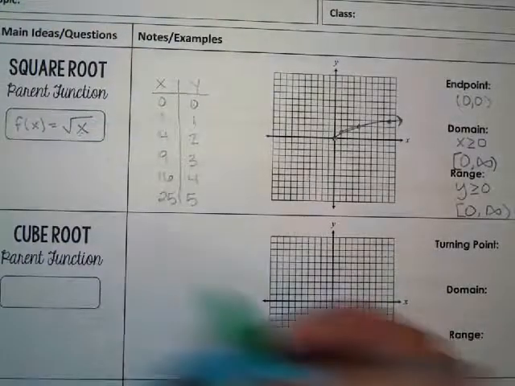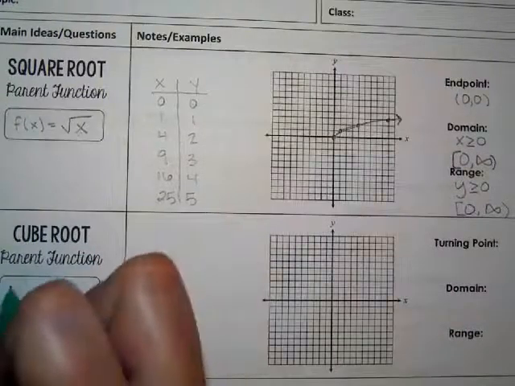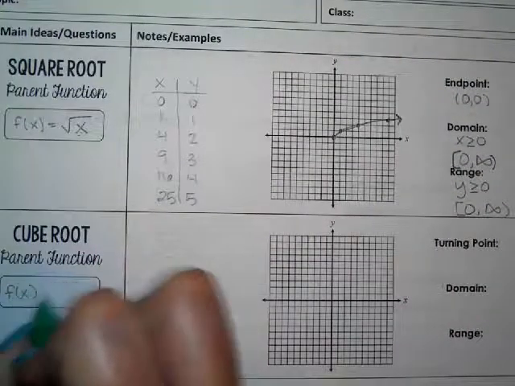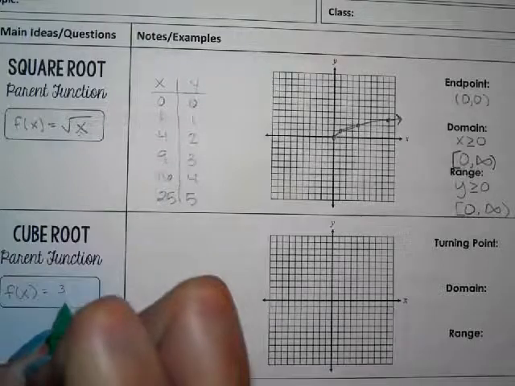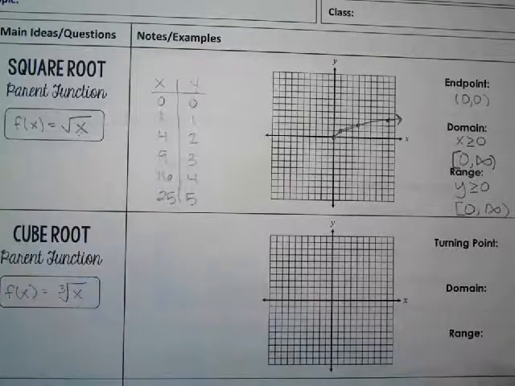Next, we have the cube root parent function, which is f of x equals the cube root of x. F of x equals the cube root of x.